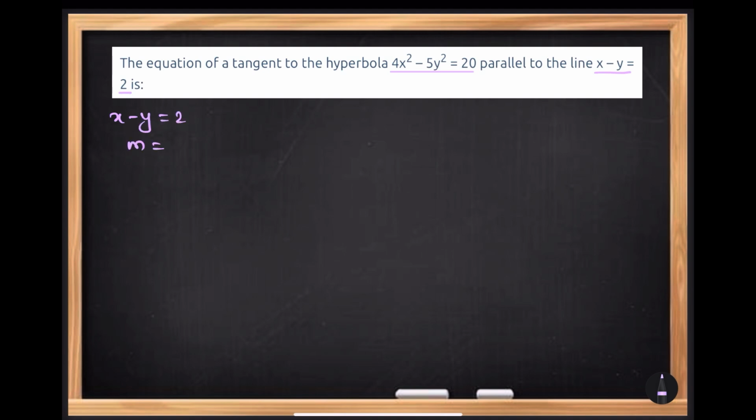Look at this, they want the equation of tangent to be parallel to this equation, which means, can you tell me the slope? Just write down this thing in standard form, y equals x minus 2. We know that the standard equation looks like y equal to mx plus c. So here m is 1. So they are interested in finding the tangent whose slope is 1.